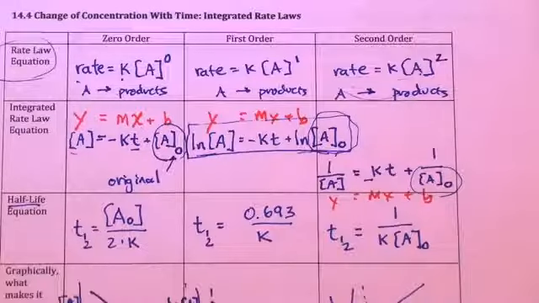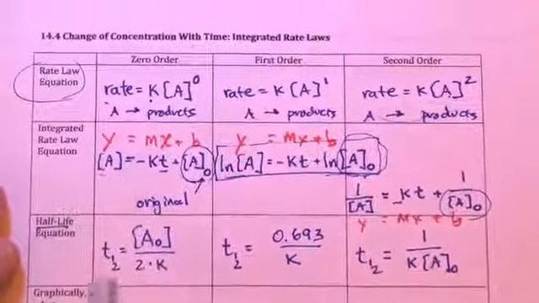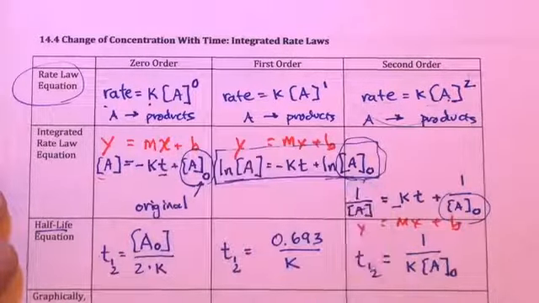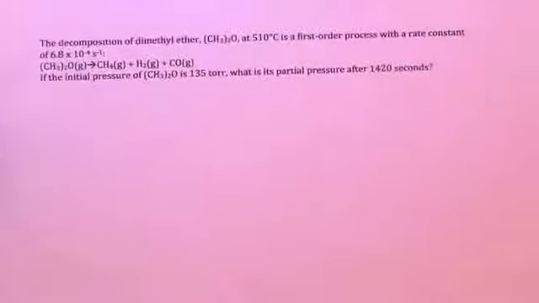So in this video cast, we'll continue to look at how concentration changes with time, and make sure that you've got these equations in front of you for zero, first, and second order integrated rate laws, and then make sure that you've got the problem sheets in front of you. We'll begin right here with the problem that says the decomposition of dimethyl ether at 510 degrees Celsius is a first order process with a rate constant of 6.8 times 10 to the negative fourth.